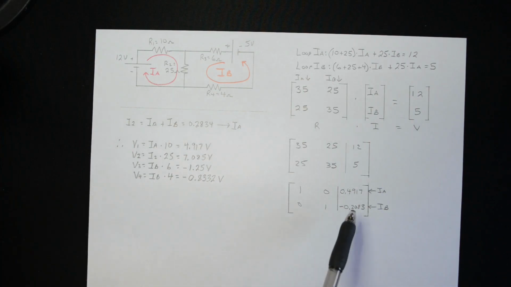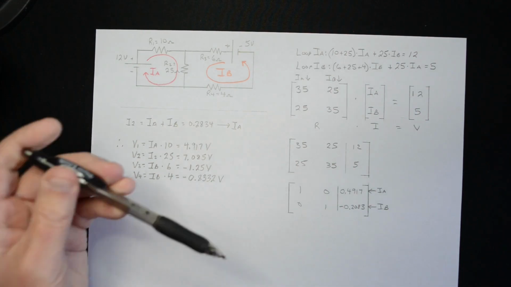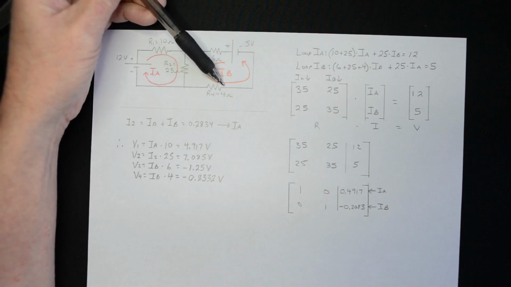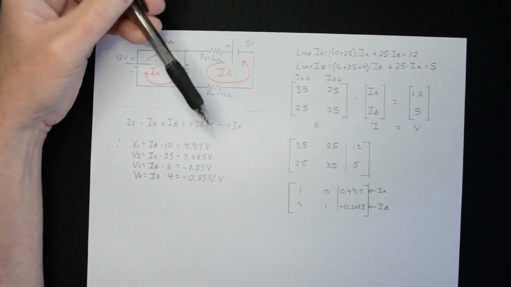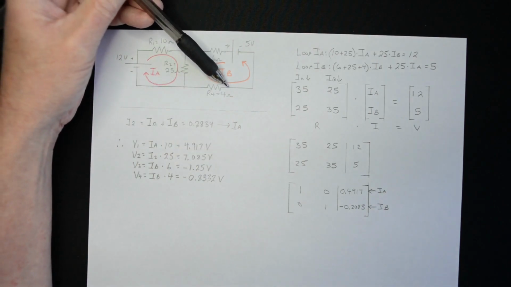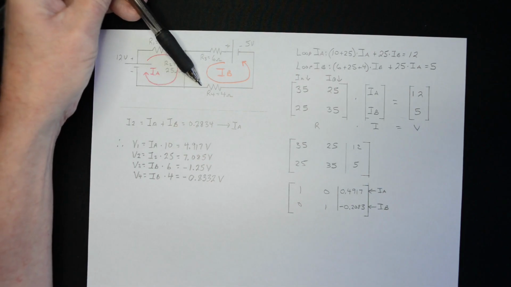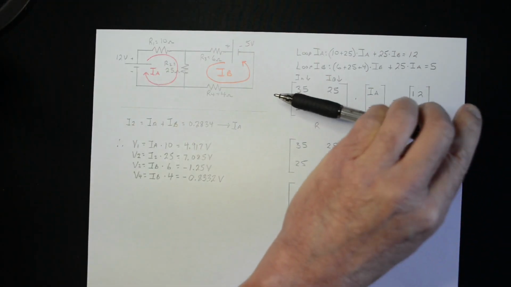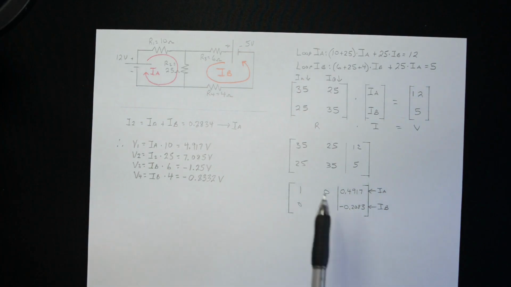The same applies for V4. IB, which is a negative number, times a positive number, it's negative 0.8332 volts. Now just let me show you the polarity. On R4, this side of R4 is negative. Now, because it's a negative voltage, it would mean that this side of R4 is positive, this side is negative, and the current is flowing this way. That's the reason why it's a negative.